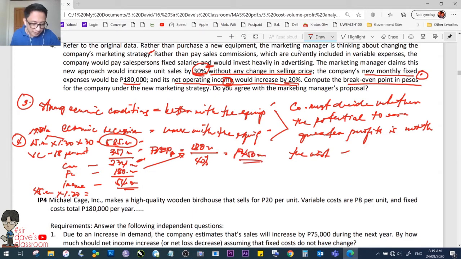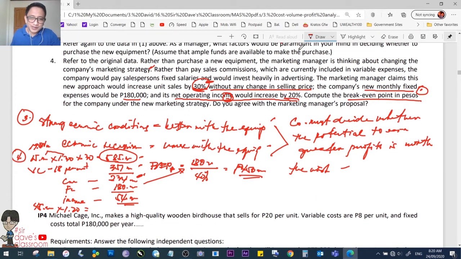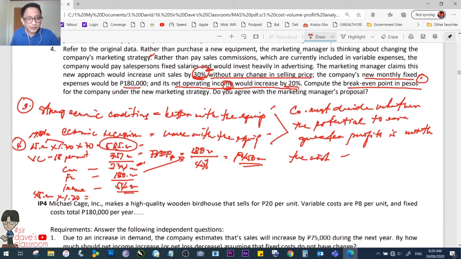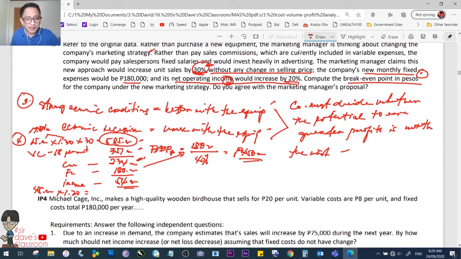Meron pa sa number 4. Do you agree with the marketing manager's proposal? Well, it all depends talaga dun sa strategy ng company, because as we have shown in our solution here, oo nga, totoo, tumaas from 45,000 yung income to 54,000. However, may kabalikat naman yun na pagtaas ng risk.